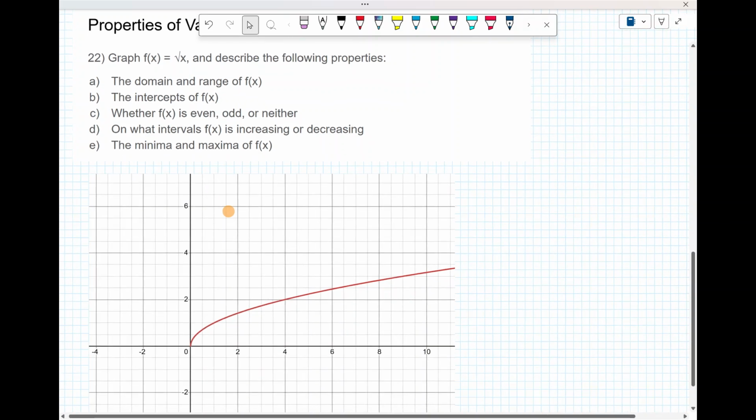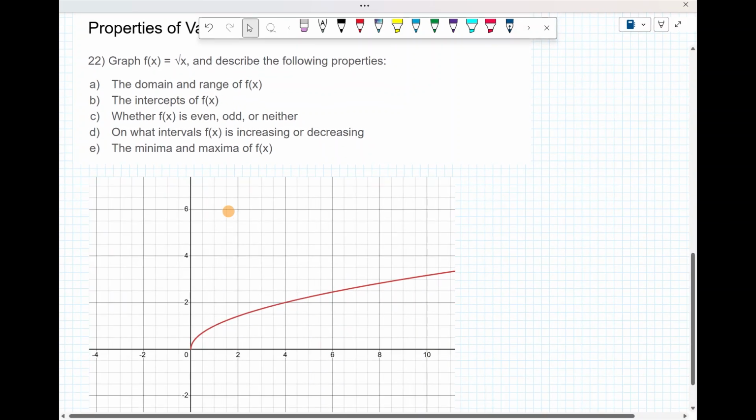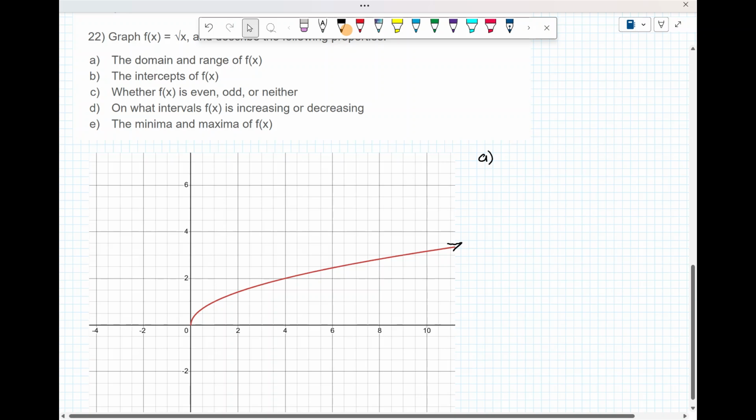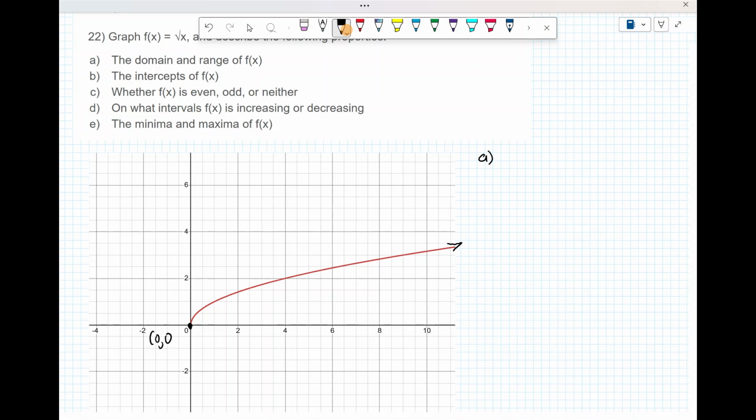And let's figure out what is the domain and range. I like to add a small arrow here just so I remember that this is going up and to the right. So my domain, what are all the possible x values? Notice that my graph really starts at this point right here, which is 0, 0. Another important point on this graph is 1, 1. And I guess another important point would be 4, 2. It's good to know 2 or 3 important points on each graph.